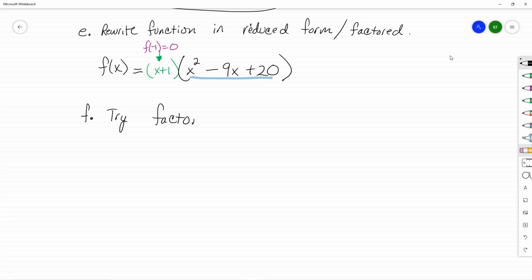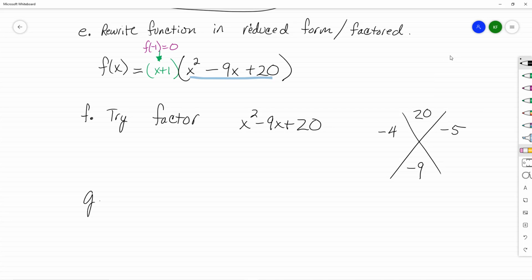What are you going to try to factor? You're going to try to factor the second parentheses. Sometimes it works, and sometimes it doesn't. So I'm going to come over here and do my x deal again, and I'm going to quickly find that this does factor. That's great. But if it didn't factor, you would have to use the quadratic formula. So you're going to try to factor, and then you're going to rewrite the function again. That's why I said reduced form or factored form. So we're going to go ahead and do that.